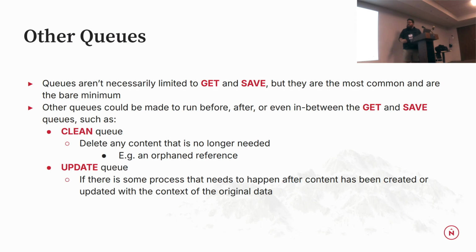Maybe we track which ones we're keeping track of. We can also maybe delete an orphan reference. So if we deleted the node, maybe we also delete all the paragraphs if no one else is referencing that paragraph anymore, something like that. There's also the update queue. So, maybe after some content has been created or updated, we need to use some other original data and do a comparison to check something, and maybe we do something there. So again, sky is the limit. You can do as many queues as it makes sense, and in whichever order makes sense as well.